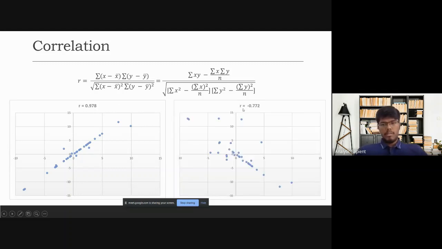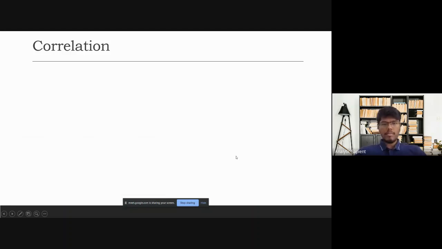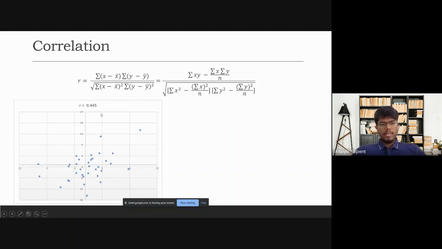Now one more example could be -0.772. Here you can see as one is increasing, the other one is decreasing. And here, it's about 0.5. You see that there is some correlation, as one is increasing the other one is increasing, but not much as seen in the previous one.